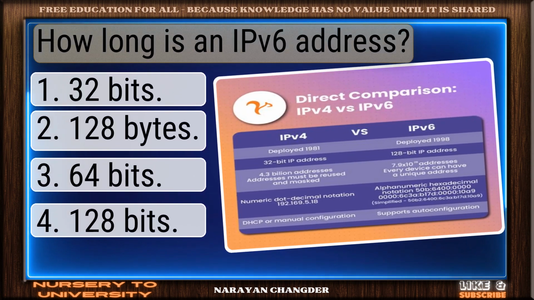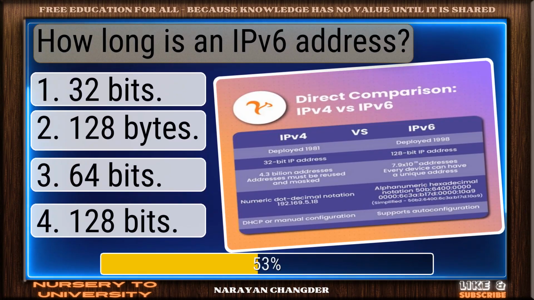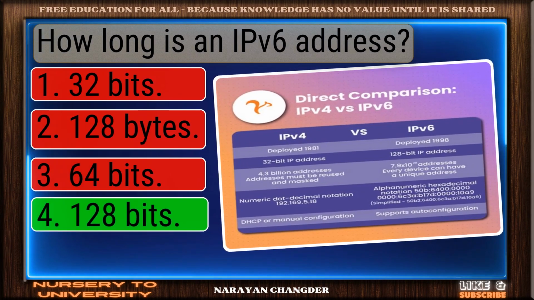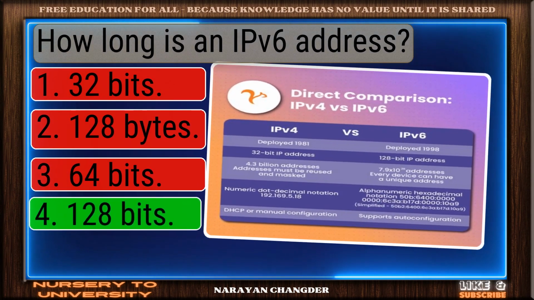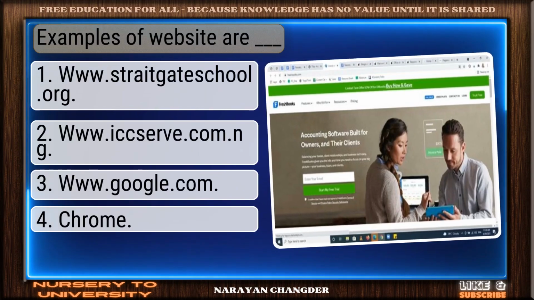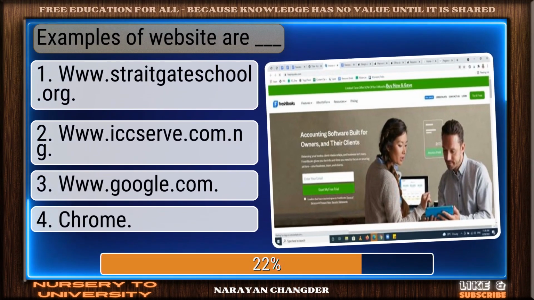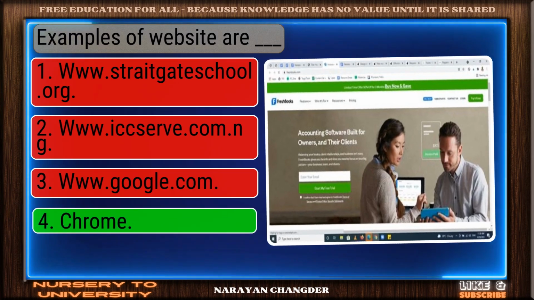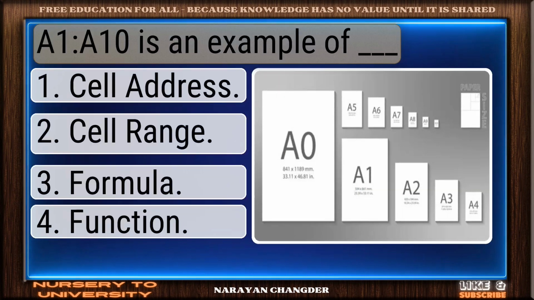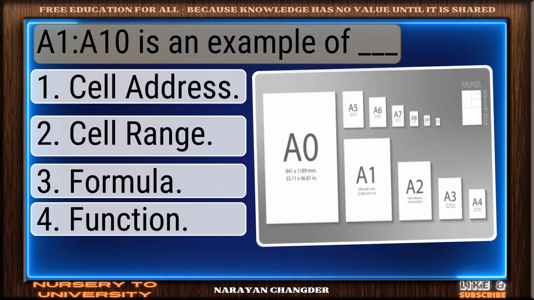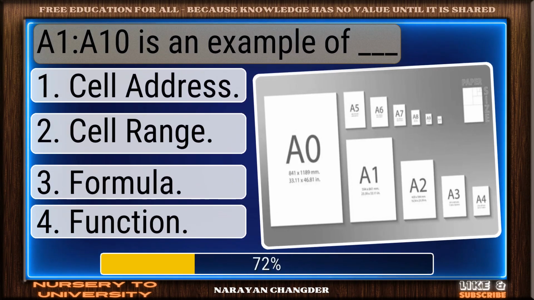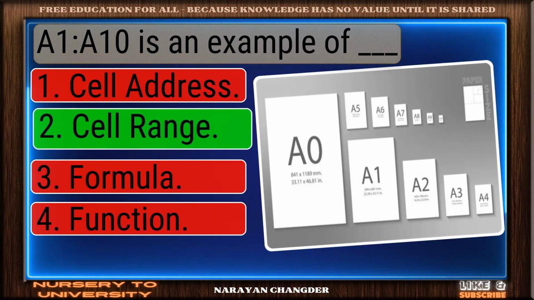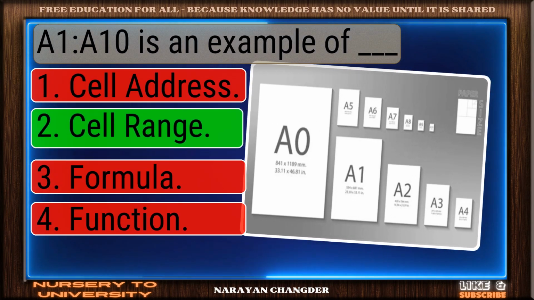How long is an IPv6 address? Nice selection. 128 bits is the correct and valid answer. Examples of website are dash. Well picked. Chrome is the correct answer. A10 is an example of dash. Smart move. Cell range is an accurate answer.